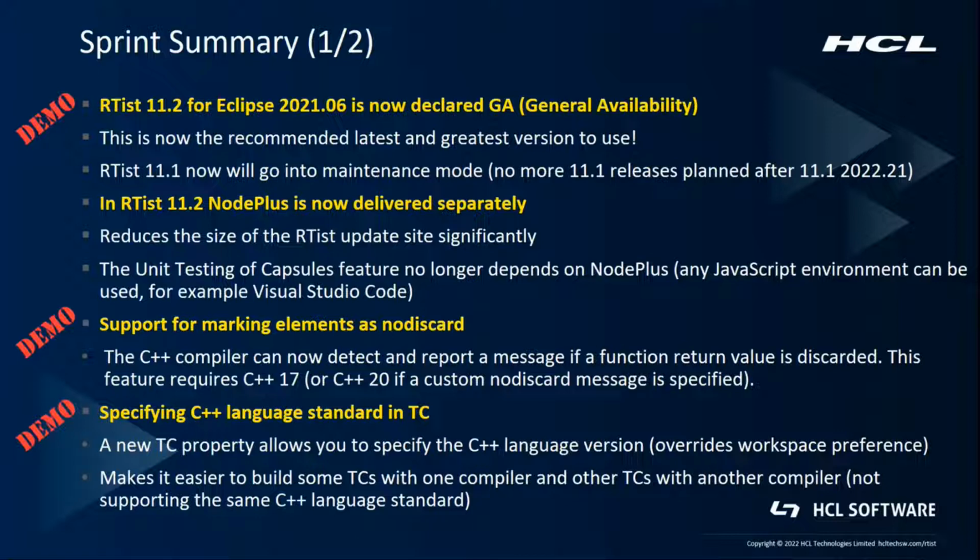We've also made it possible to specify the C++ language standard on the transformation configuration. If you do that, it will override the workspace preference. This can be useful if you have multiple compilers, each of which supports different language versions, and you want to build some threads with one compiler and other threads with another compiler.